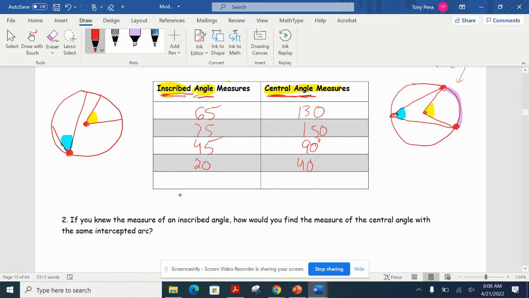If I knew the inscribed angle, and that's what I just did for Jake, I'll do one more. If I know the inscribed angle is, let's do 50, the question then is, how would you find the measure of the central angle? What did you just do, Jake? Yeah, you just doubled it to get this. In this case, it would have been 100. So you just double, to use Jake's words, that inscribed angle.